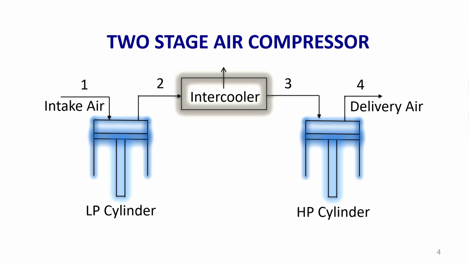This is the schematic of a two-stage air compressor. So, as the name indicates, two-stage, there are two cylinders. The one on the left side is the low pressure cylinder. So, this is cylinder number 1 and this is cylinder number 2, the high pressure cylinder. Okay. So, this is cylinder 1 and this is cylinder 2.